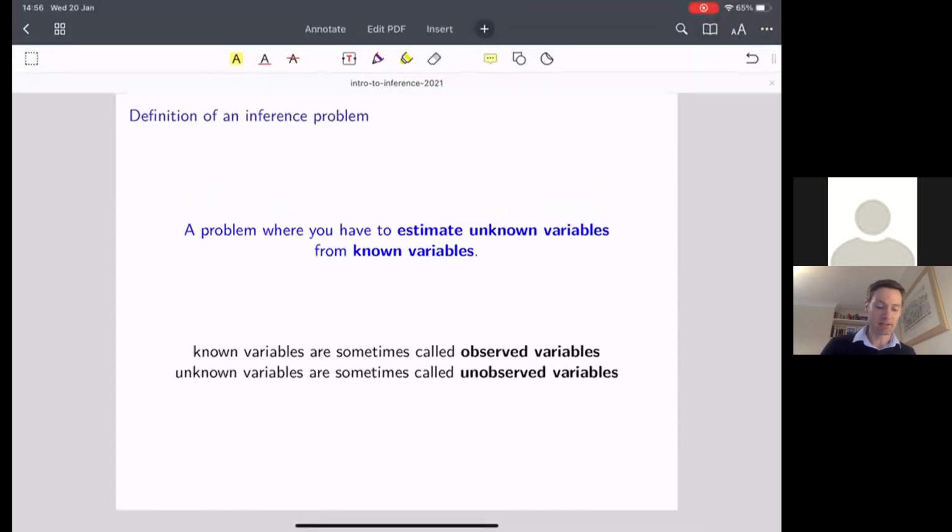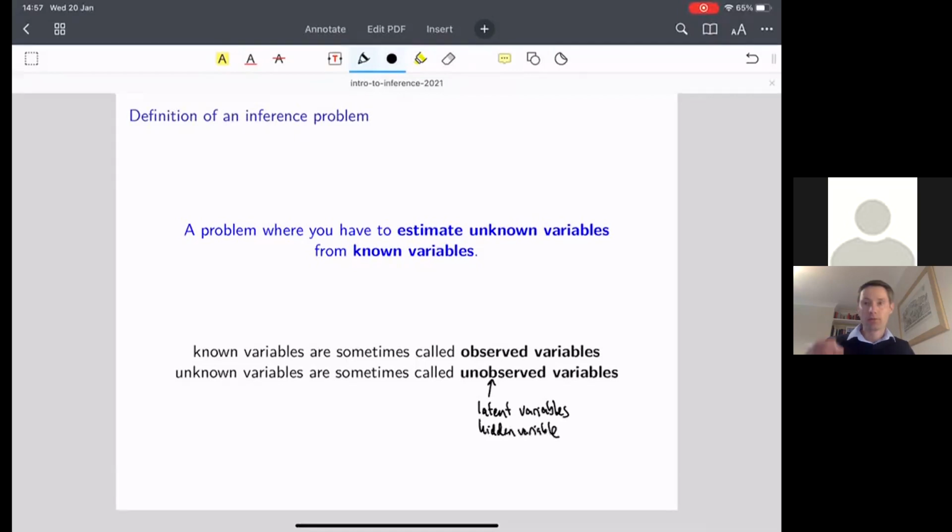And there is a second set of terminology that's used here that we'll also use in the course, and you'll see in the textbooks that are associated with the course. So unobserved variables are also sometimes called latent variables. They're latent because they are not observed directly. They're hidden. So you might also call this a hidden variable. So the goal of an inference problem is to estimate these unobserved variables, these latent variables or hidden variables, all used interchangeably, from these observed variables, given some prior knowledge of how the two sets of variables are related to one another. So that's the definition of an inference problem.